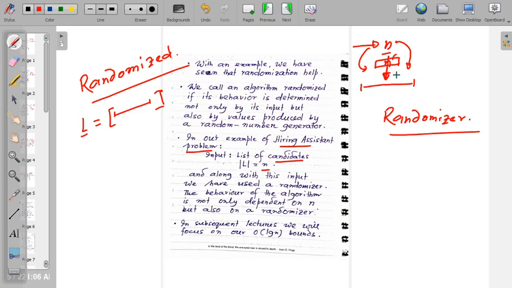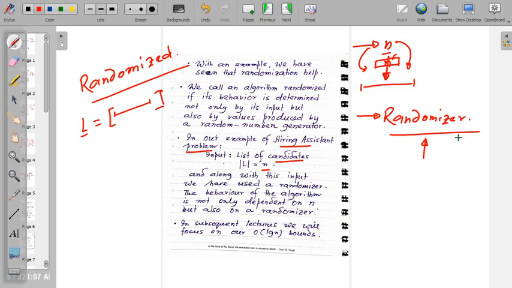Now, whenever a randomizer is also involved along with the input to improve the efficiency, or maybe we can test also with this randomizer, then that algorithm will be called a randomized algorithm. So that is the basic difference: when we call one algorithm randomized, and when we call an algorithm not randomized.